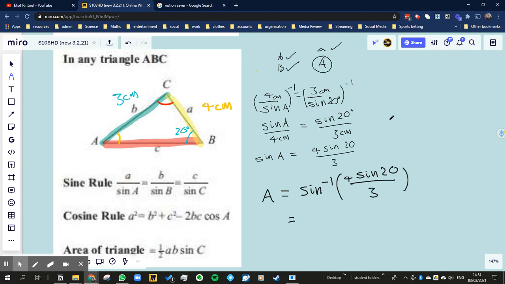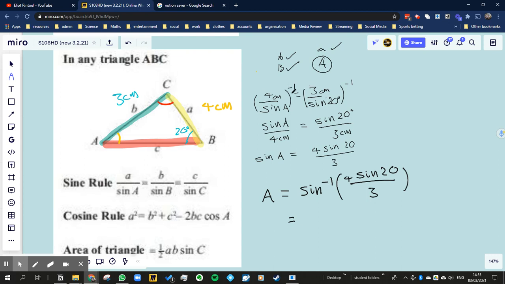The main thing to notice is that when we get to this point here, sine A is equal to all this stuff on the right-hand side. But that means this stuff, when I put it into my calculator, is actually just going to give me sine A. It's not going to give me A. So to get A, I have to do the inverse of the sine. The other thing is, don't confuse this minus one with this minus one, because we can have inverse of functions and we can have things to the power of minus one.